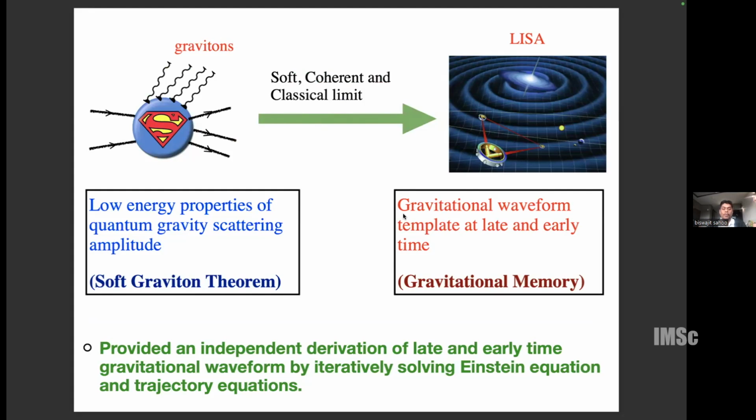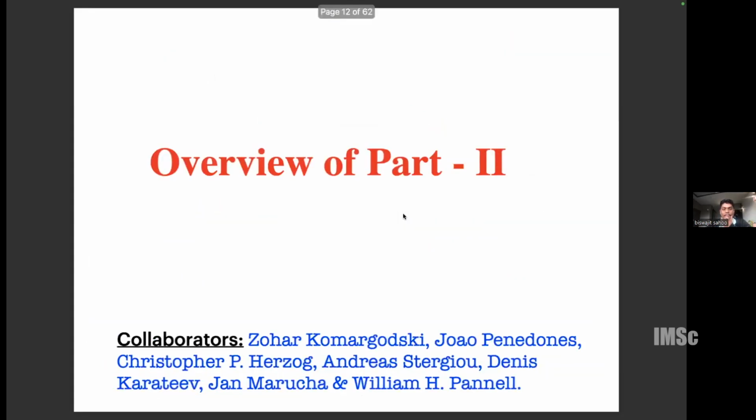Also, we will provide some independent derivation of this late and early times part of the gravitational waveform by iteratively solving Einstein's equations and trajectory equations, and those have a one-to-one relation to this quantum setup, as I will explain. So this will be the broad overview of the first part of my seminar.